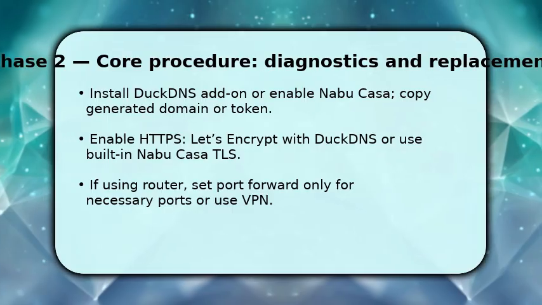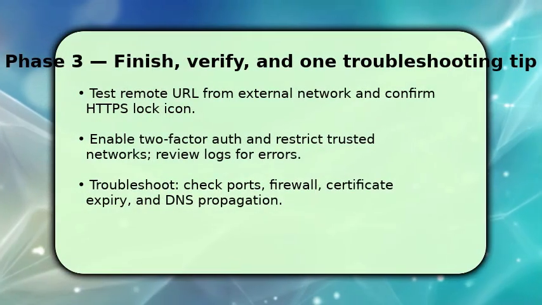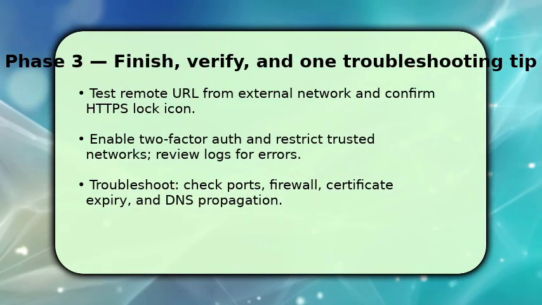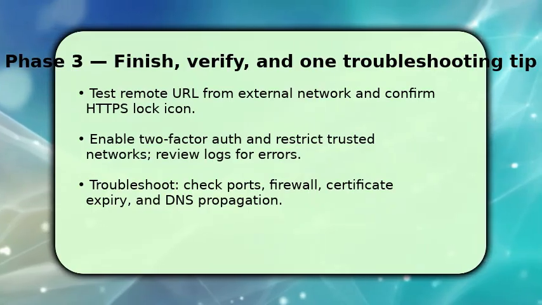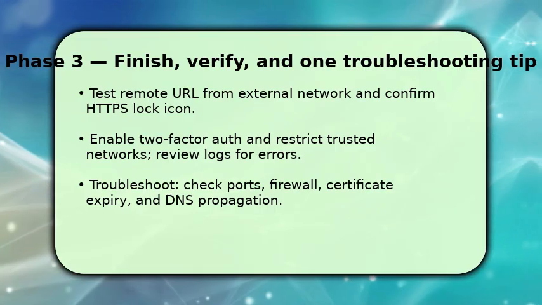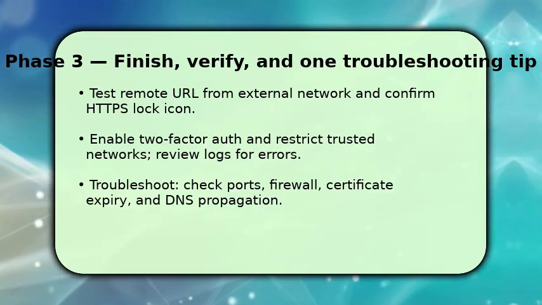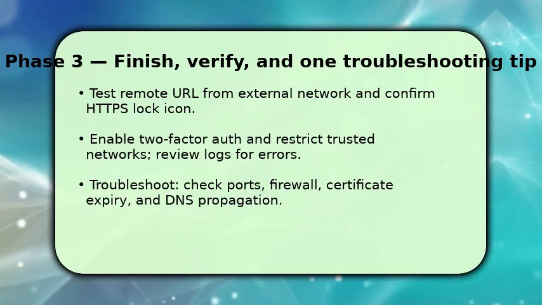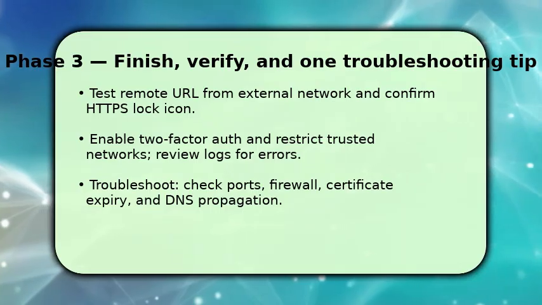You finish by testing access from an external network. Open your Duck DNS or Nabu Casa URL and confirm the HTTPS lock icon and valid certificate. Enable two-factor authentication on your Home Assistant account and restrict trusted networks so only intended devices connect.